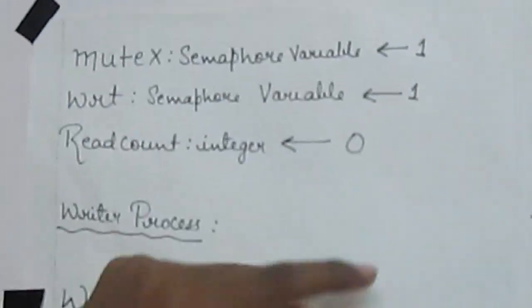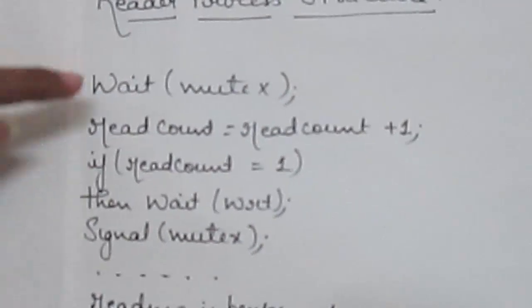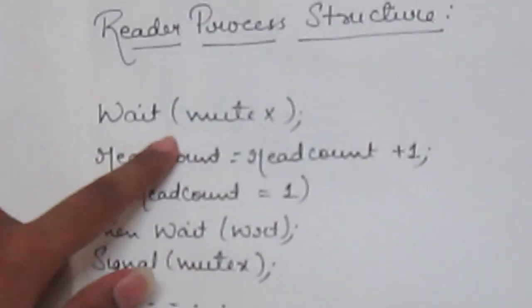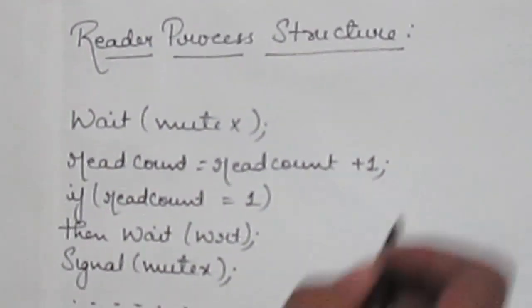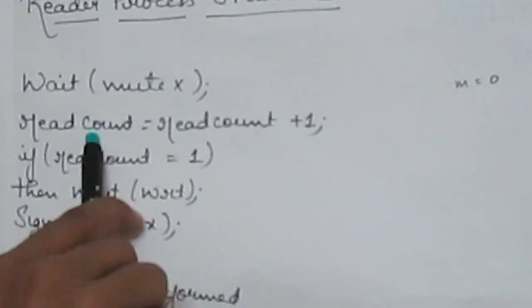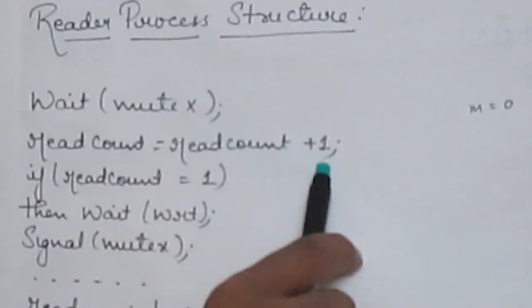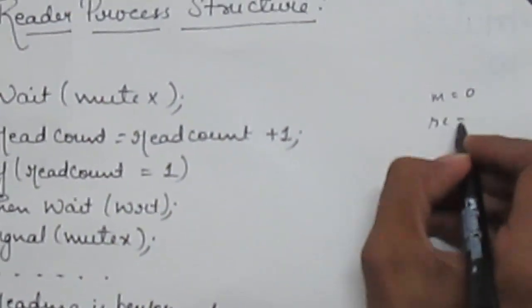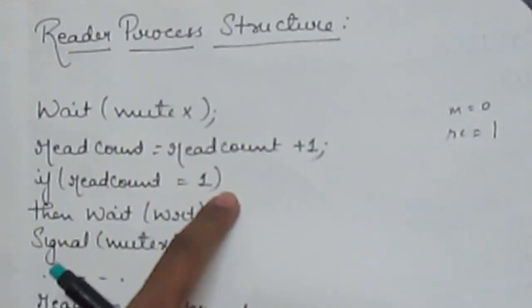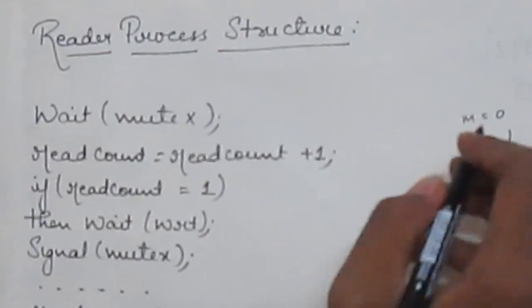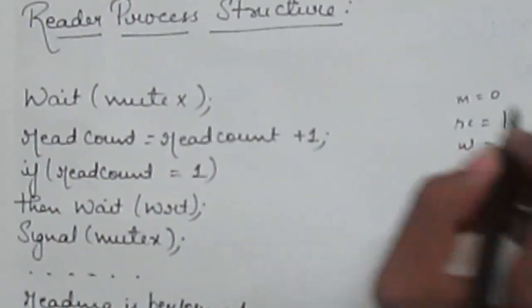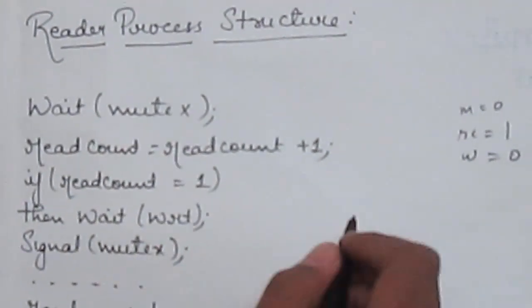First we will go for the reader portion. Now let's say one reader is arriving. Initially our mutex is 1, so after wait mutex, mutex will become 0. Read count is initially 0, so read count equals read count plus 1, and read count will become 1. As read count is 1, it will put write on the wait condition, that means write will become 0.